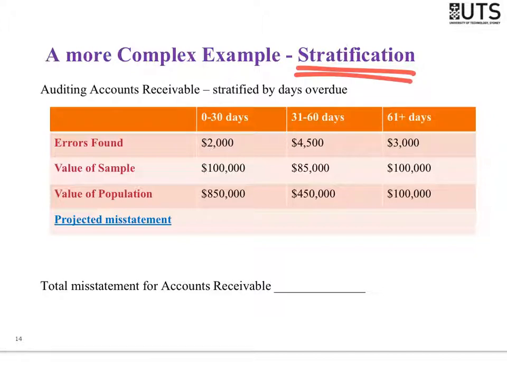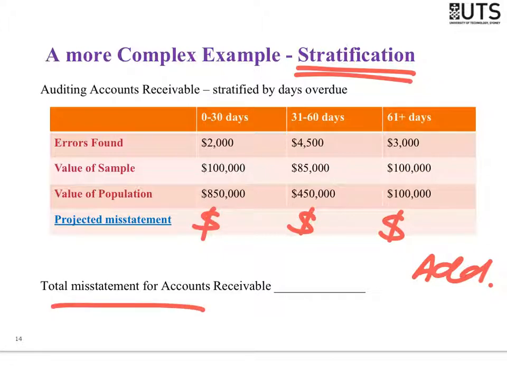Okay, so you would conduct it for this one, get a number. Conduct it here, get a number. Conduct it here, get a number. You then add all of these figures together to find the total projected misstatement for the account, which in this case is accounts receivable. Now, I'm not going to go through calculations here.